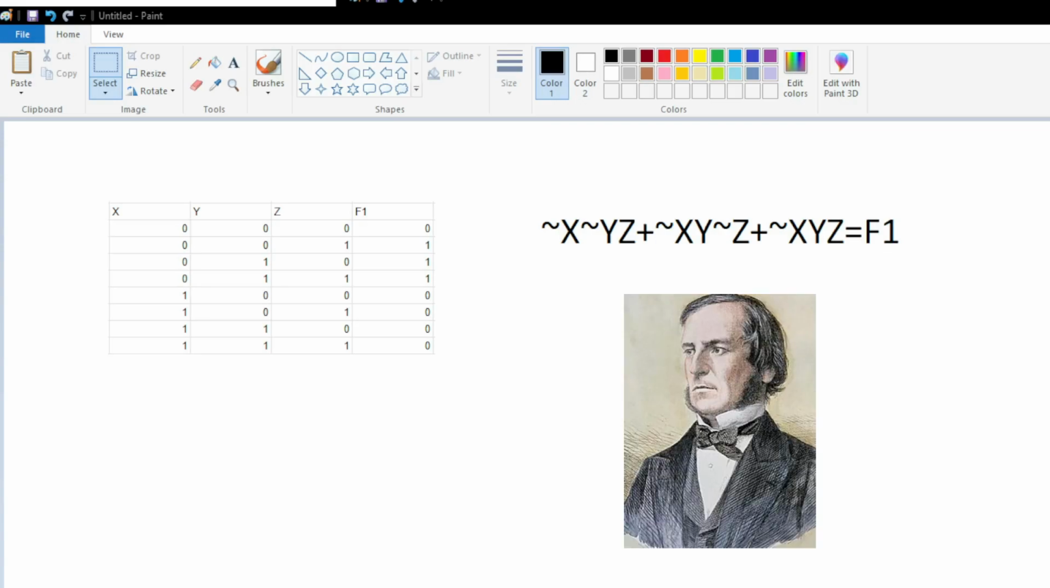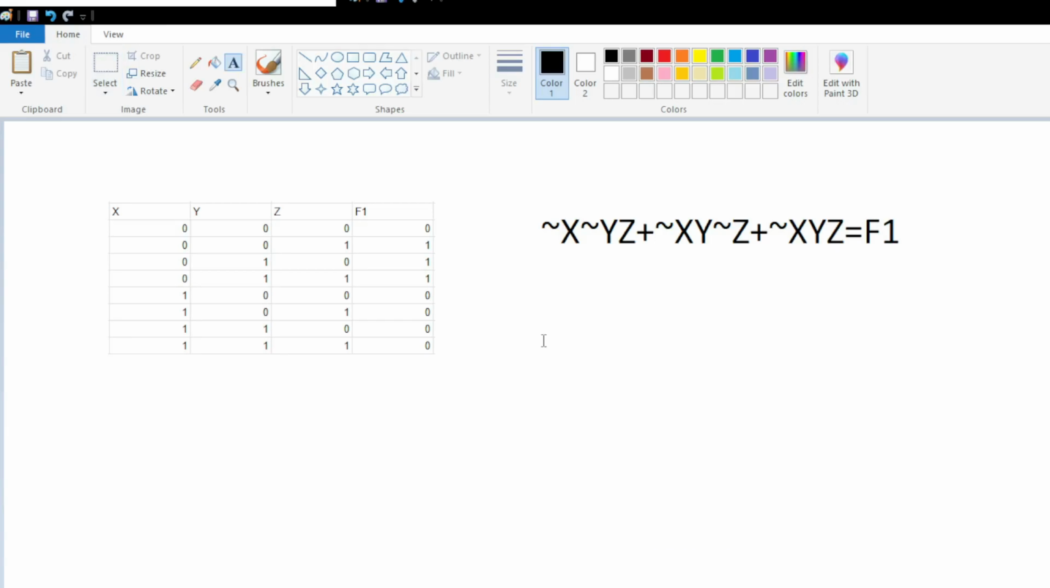Basically, this old guy, George Boole, was like, hey, what if we did algebra, but the variables could only be 1 or 0, also known as true or false, instead of the traditional number system we see in normal algebra, where variables can be any number from negative infinity to positive infinity. So, how do we go about simplifying this equation?